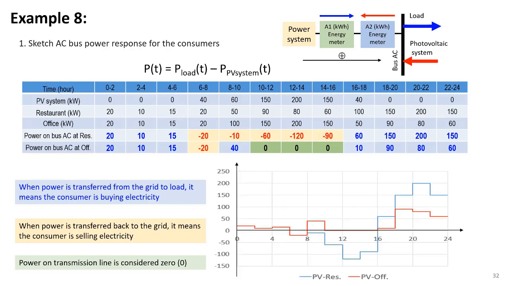From the plots, you may see that in a day, the selling-buying fluctuation of the restaurant is much more than that of the office. This is because the power demand distribution of the office fits better with the PV power distribution than that of the restaurant along the day.